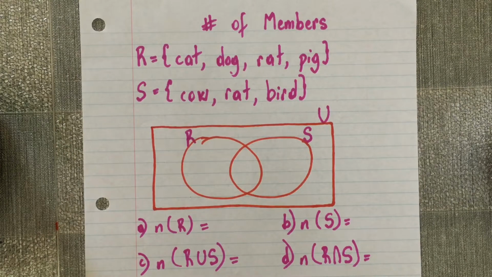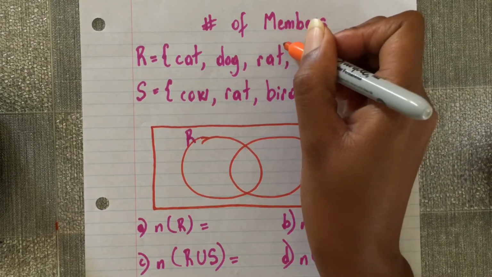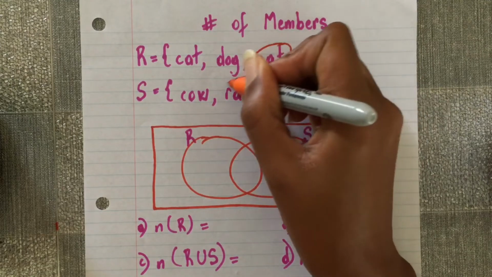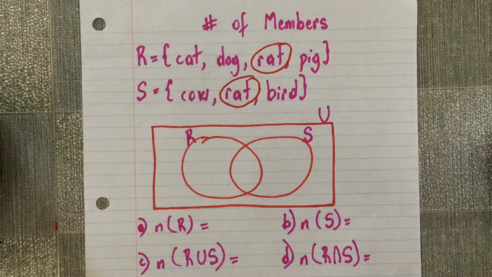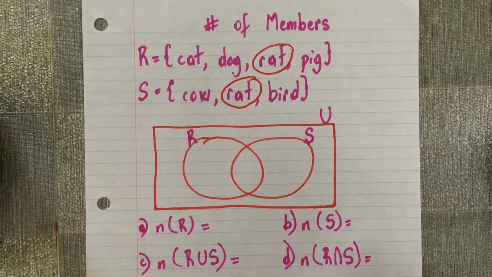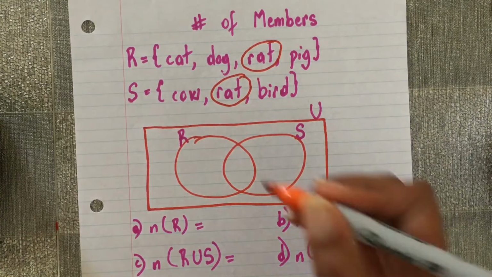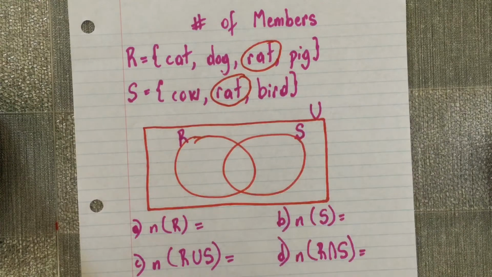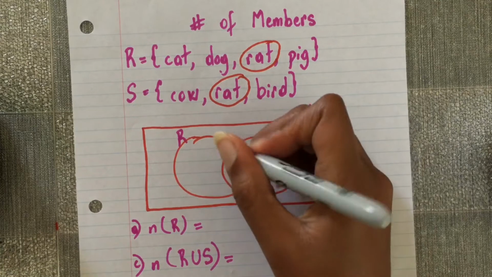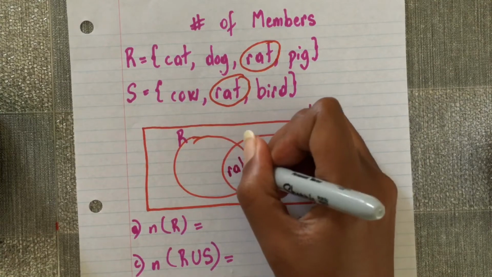So here we have set R and we have set S. To put the information in the Venn diagram, we're going to look to see if there's any element that is included in R and S. The element included in R and S would have been rat. Once this is included in both sets, we're now going to put the information in the Venn diagram. So here I'm going to put rat.